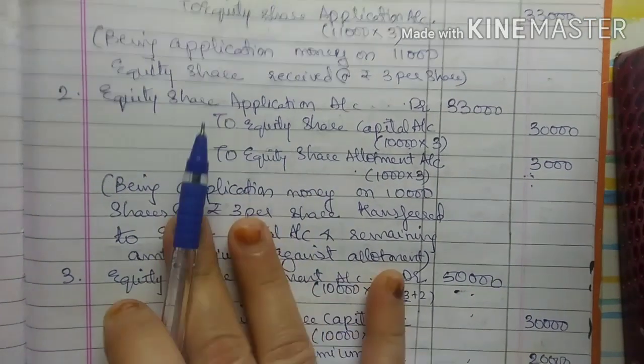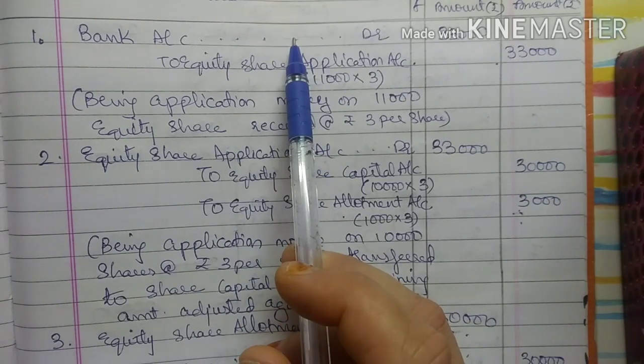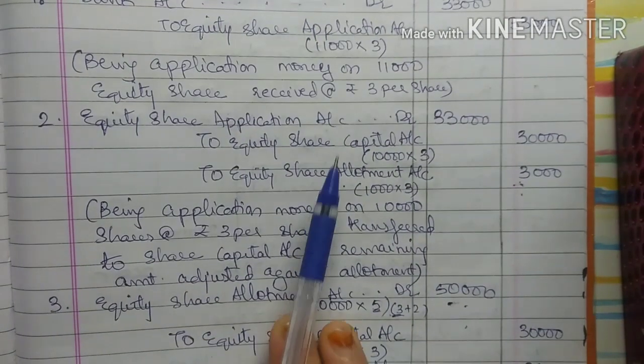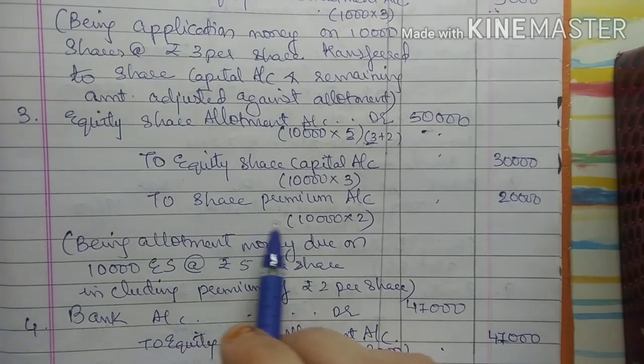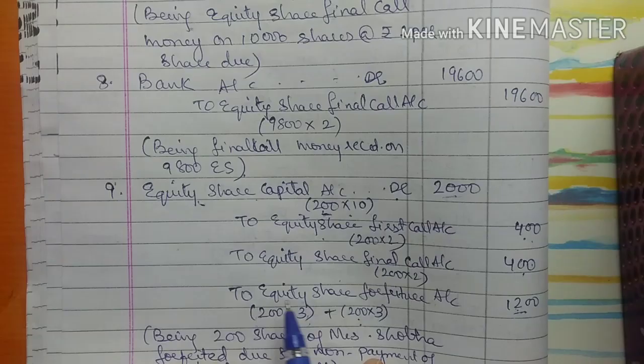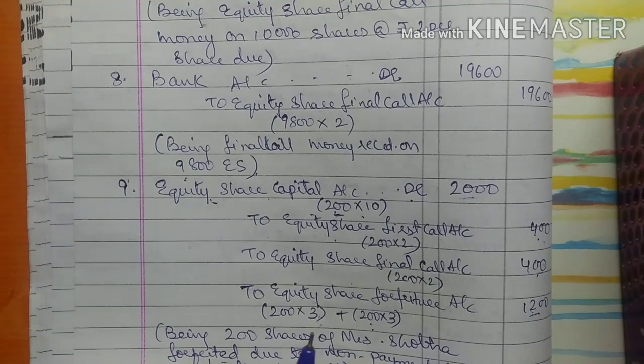So basically the account balances which will go to the balance sheet will be, one will be bank account, one will be equity share capital account, right? Then share premium account balance, after that share forfeiture account, right? So only these four balances will go to our balance sheet. Now we will start with the balance sheet.